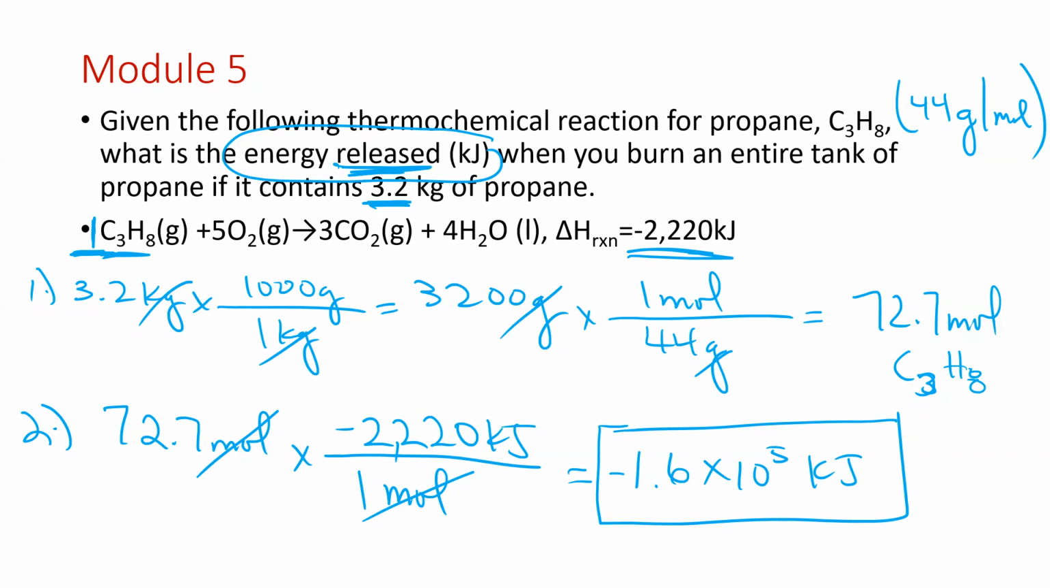Mass to moles, and then once we had moles, the thermochemical equation is going to give us moles to energy for that reaction. So any question? Yeah.